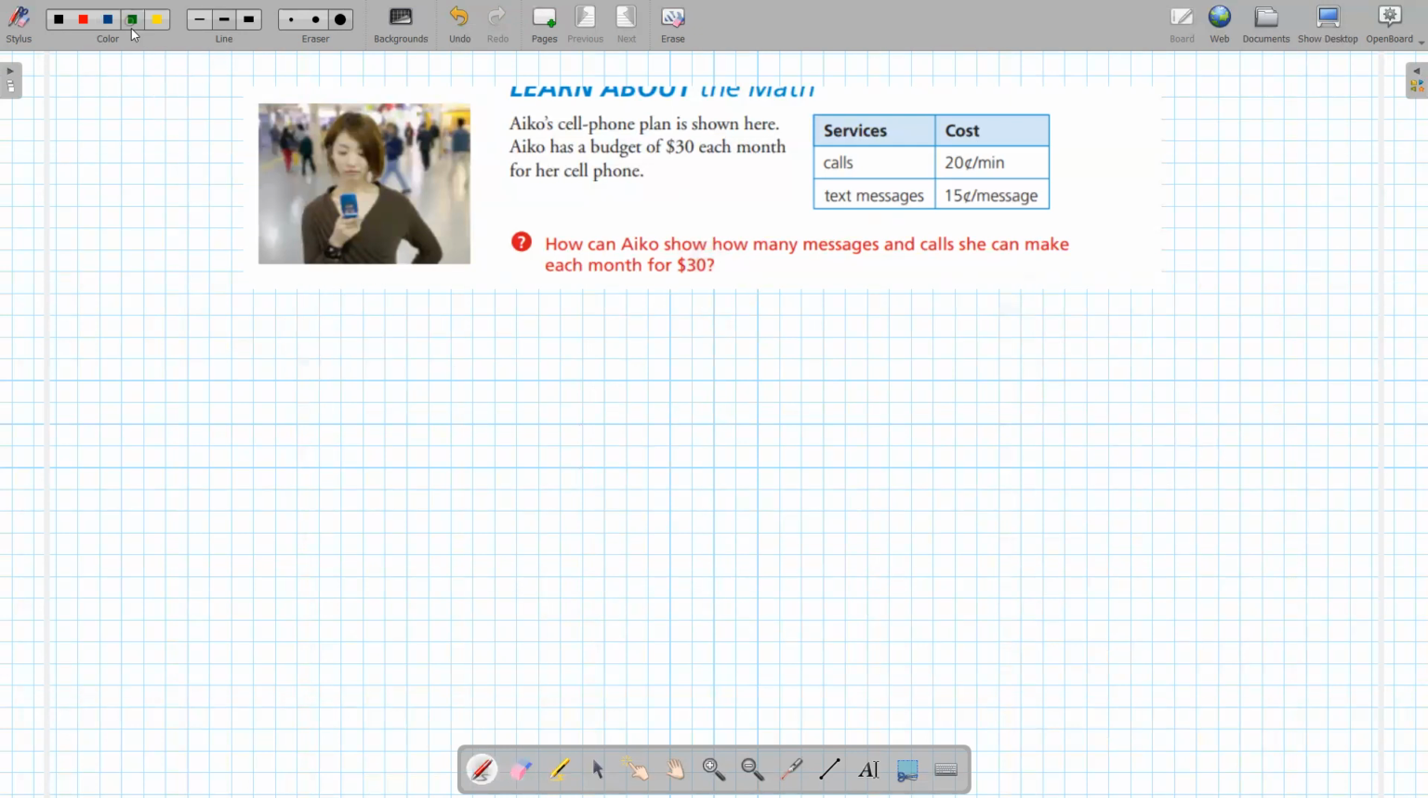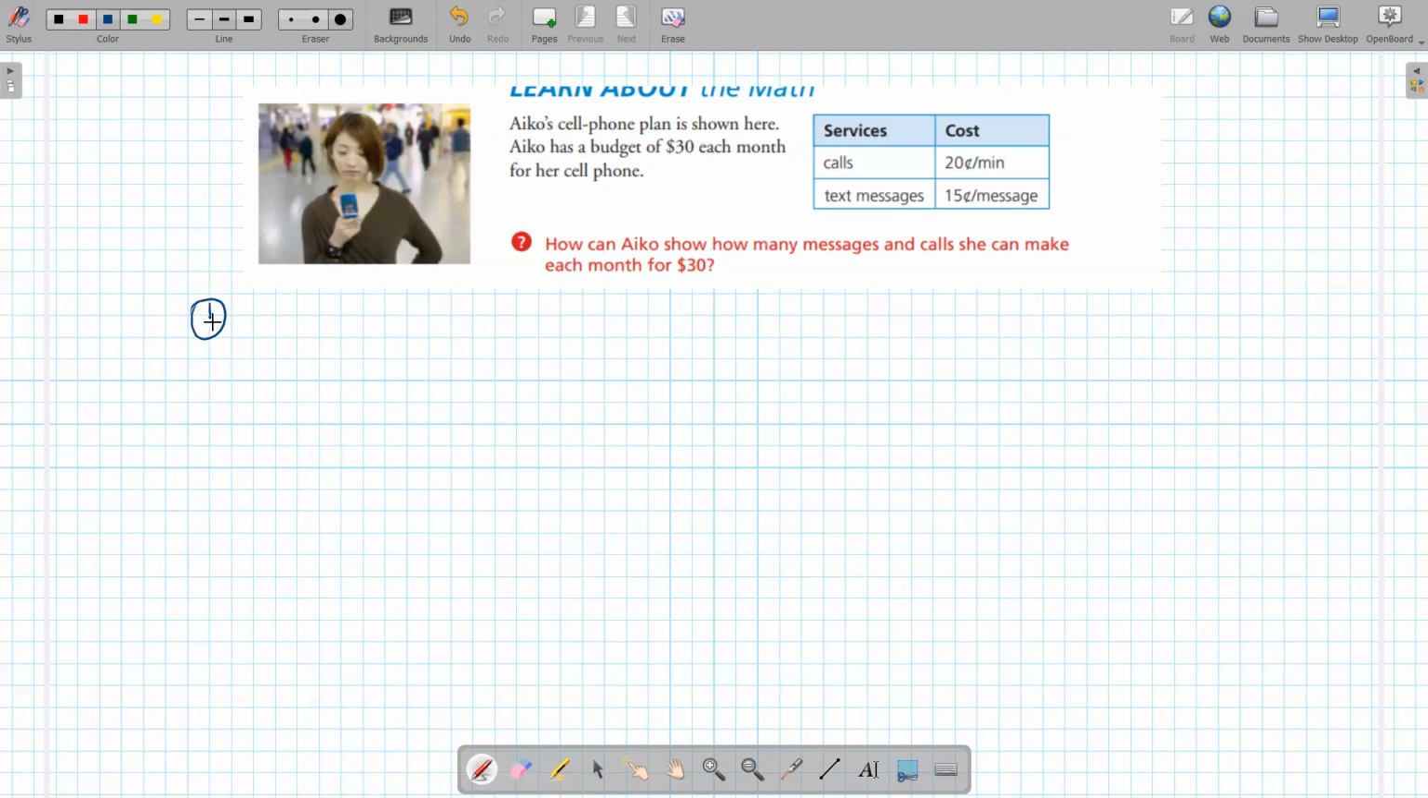So there's a phone plan. She has a budget of $30, and one call takes 20 cents, a text message takes 15 cents. How can she show how many calls and texts she can make? Now this is a real-life problem. We don't know what y is, we don't know what x is, so that's going to be our first step.